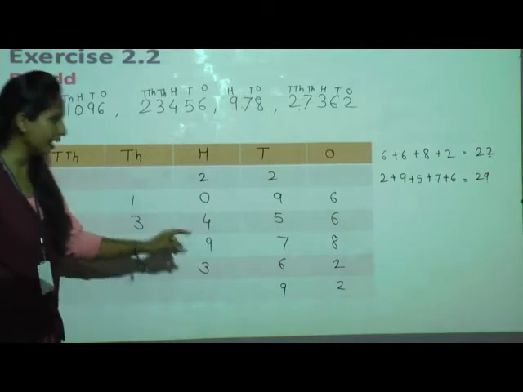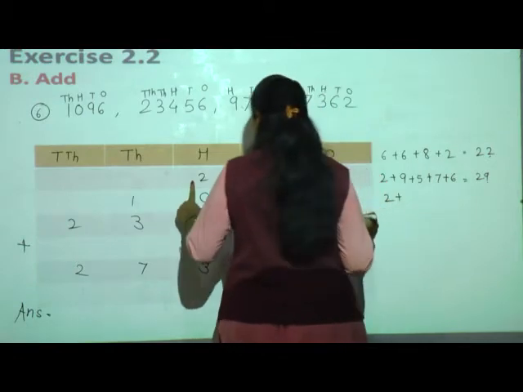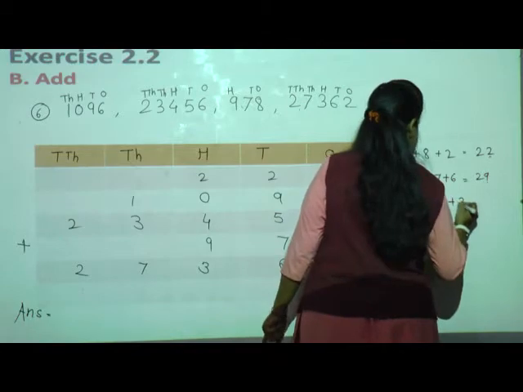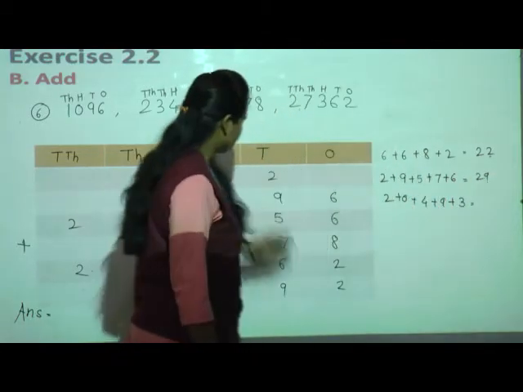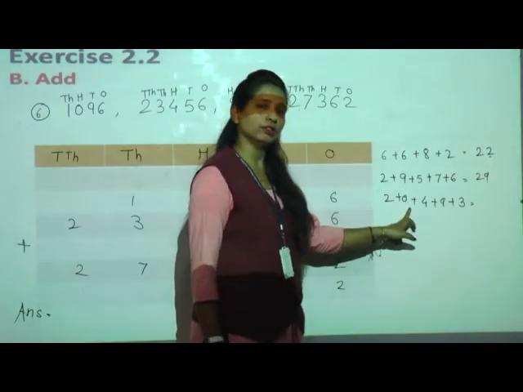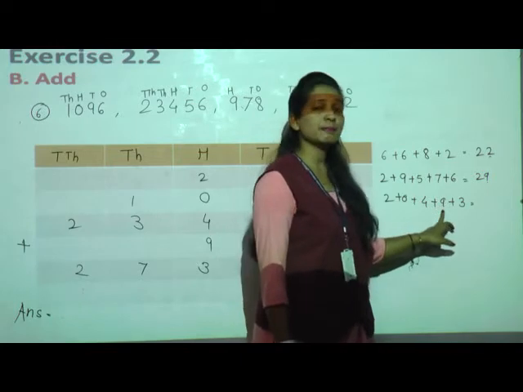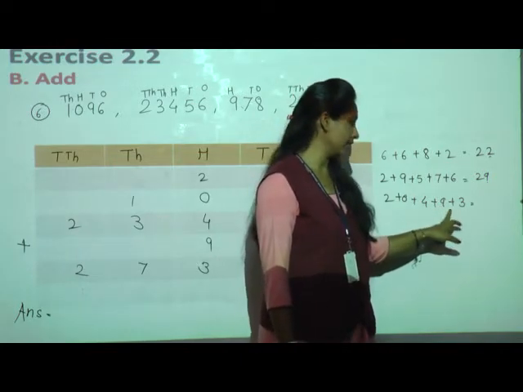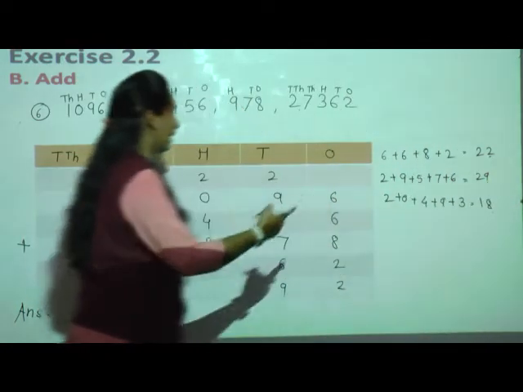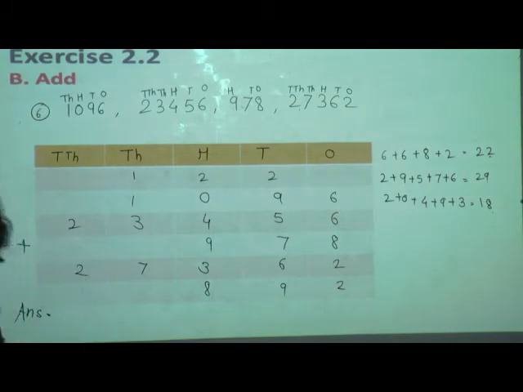Now we will add the hundreds place, whatever numbers are given. What are the numbers? 2 plus 0 plus 4 plus 9 plus 3. Okay. You can do it directly here also. Now 2 plus 0, 2. 2 plus 4 is 6. 6 plus 9, 15. 15 plus 3 is 18. So I'll write 8 on the hundreds place and 1 I'll carry to the thousands place.